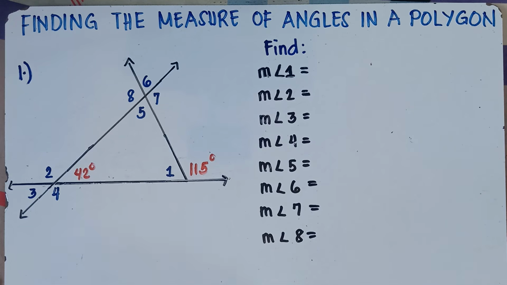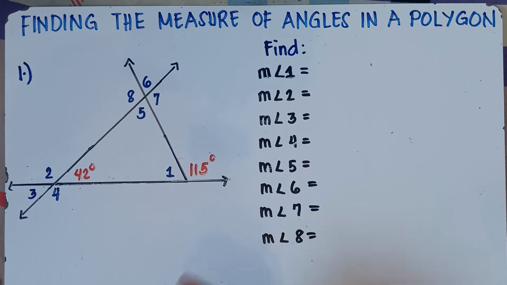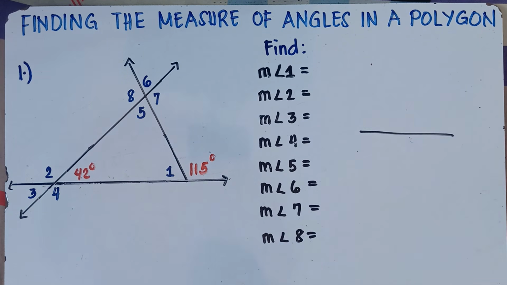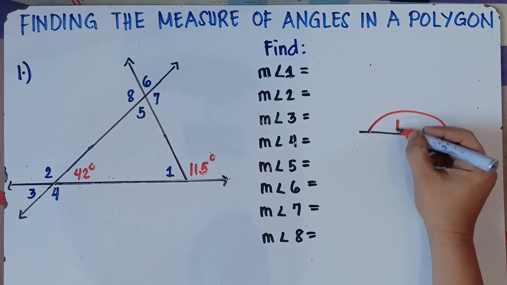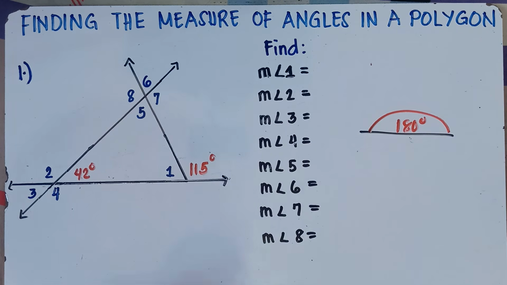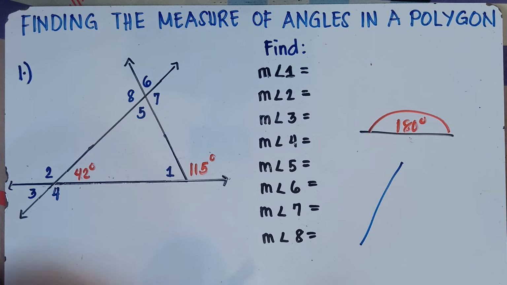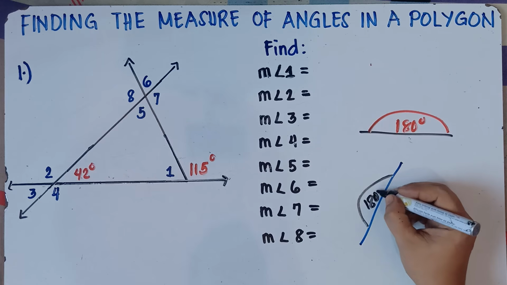Now, the first thing that you need to remember, class, if you are given an example like this, is the straight angle. If you have a straight line, you can form a straight angle. And a straight angle, class, is always 180 degrees.